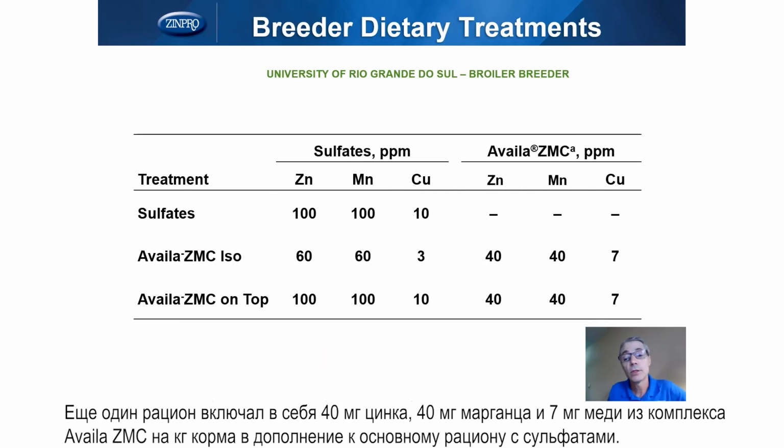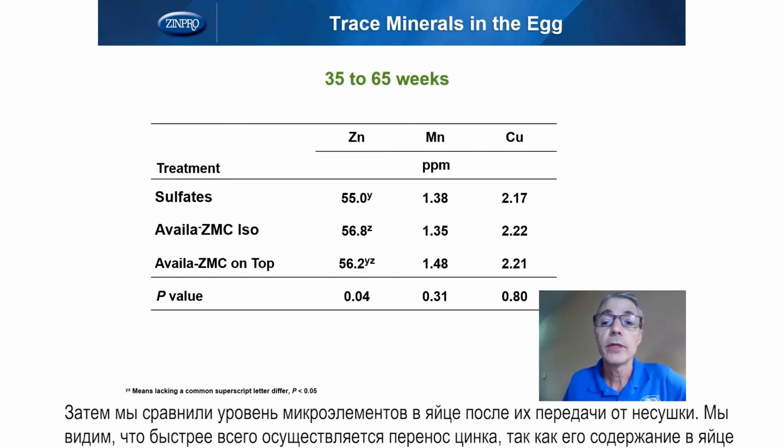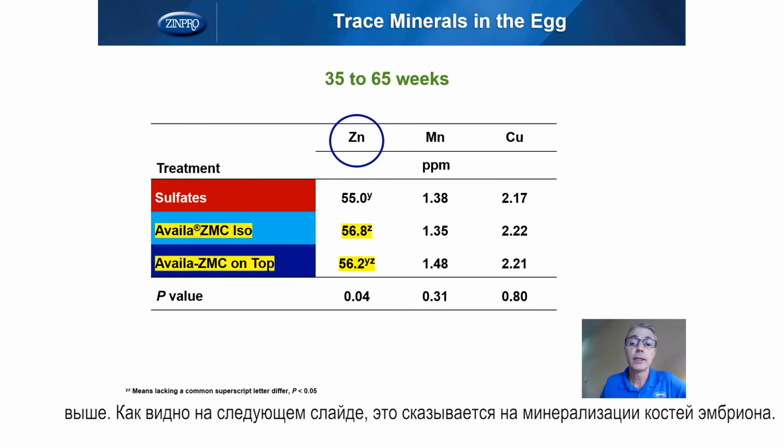Then we have another treatment with Availa EMC at 40 ppm for zinc, 40 ppm for manganese, and 7 for copper on top of the sulfate treatment. Then we evaluated the rate of transfer of the minerals from the breeder to the egg. We could see that especially zinc has a higher rate of transfer, so there is more zinc content in the egg, and that reflects on the bone mineralization of the embryo, as you can see from the next slides.